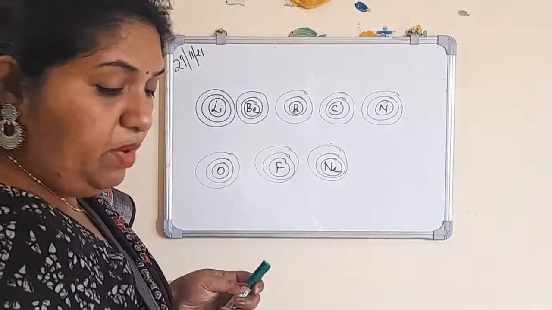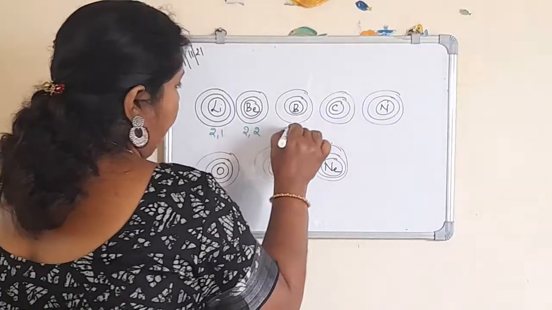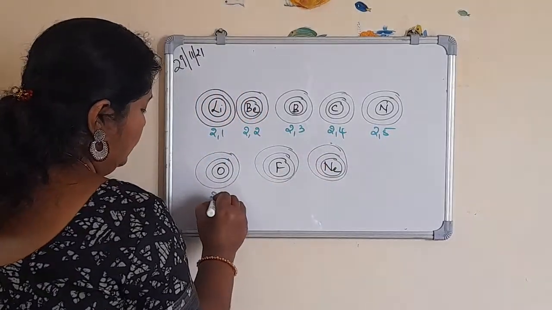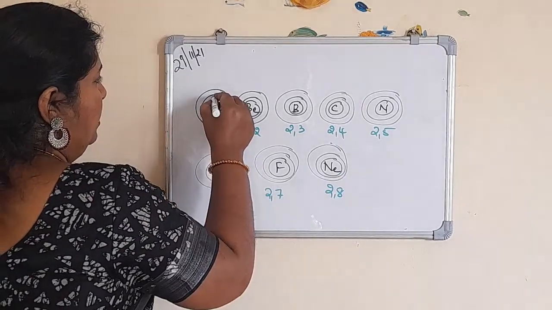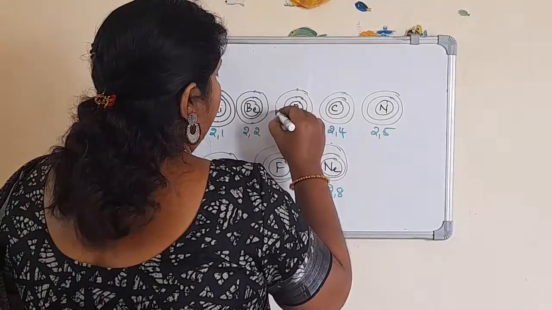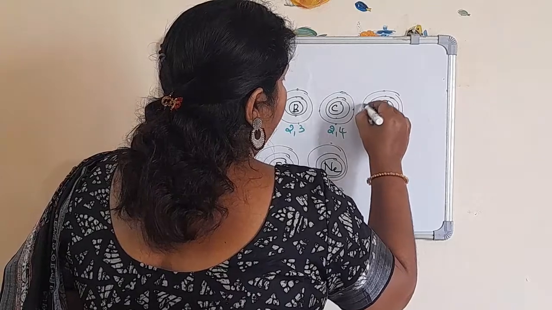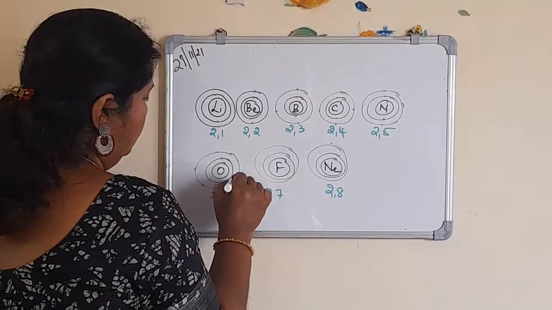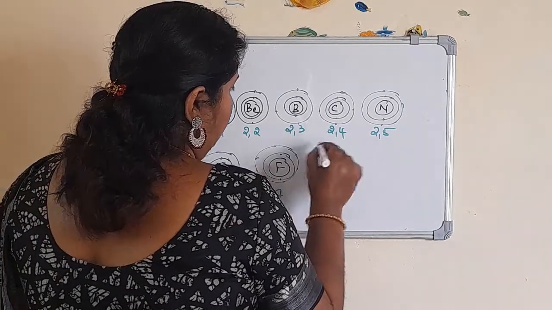So when I was discussing the number of electrons here, I told you that the number of shells remains the same. Number of electrons is keeping on increasing, but number of shells remains the same. So here 1 electron, here 2, here 3, here 4, here 5, then here 6, here 7, and here 8.